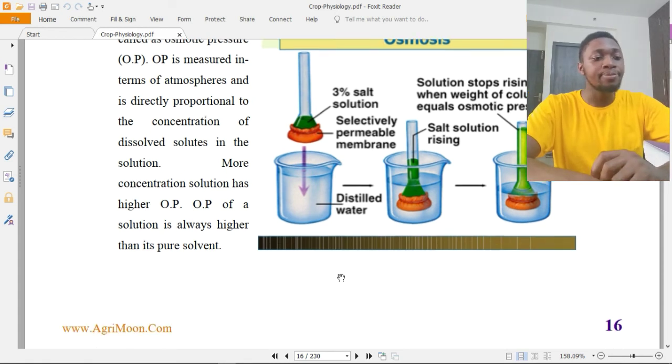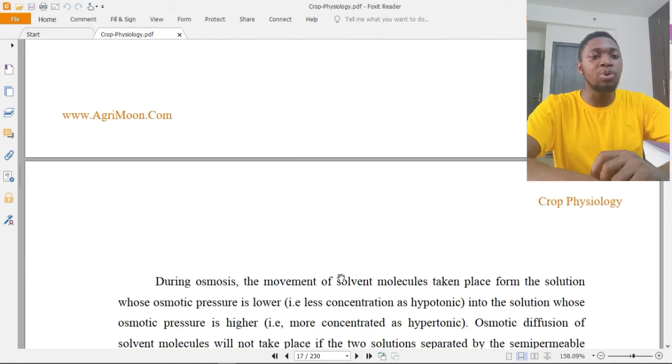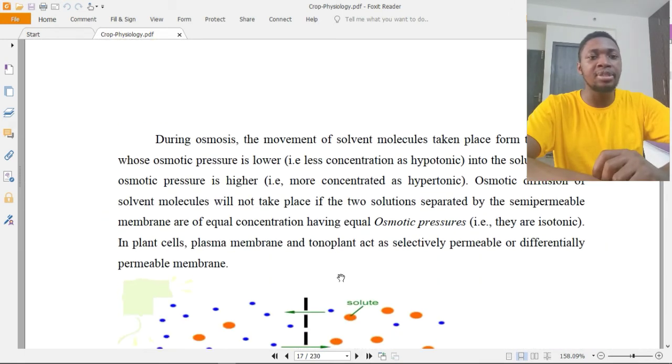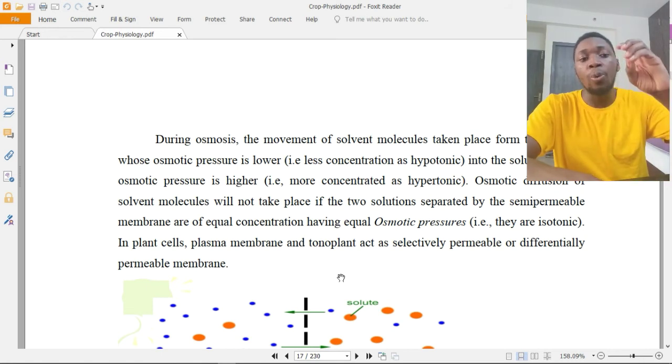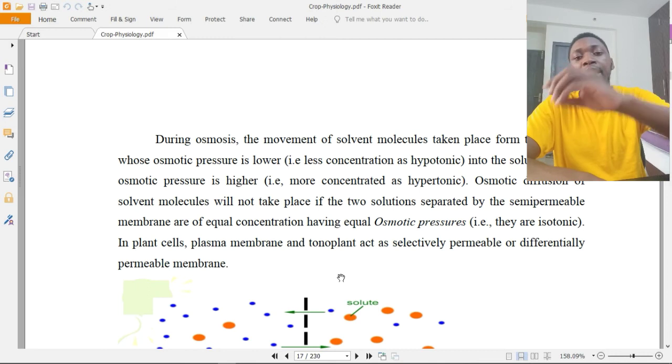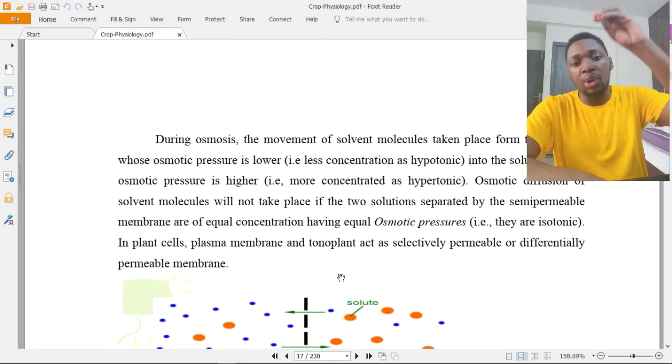Let's quickly move on. During osmosis, the movement of solvent molecules takes place from the solution whose osmotic pressure is lower. So when the osmotic pressure is lower, we call it hypotonic. Less concentration is hypotonic, into the solution whose osmotic pressure is higher. If the osmotic pressure is higher, we call it hypertonic. Hypotonic when it is low, and when it's higher, it's hypertonic.